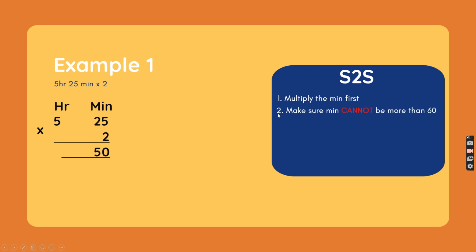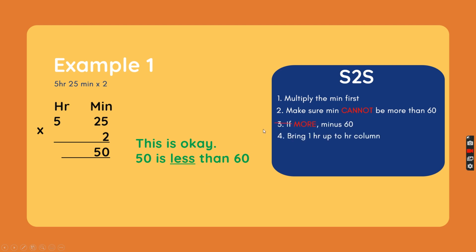Now, step 2 here states that make sure minute cannot be more than 60. So this is okay because 50 is less than 60. So this is fine. So our step number 3 and number 4, we're going to scratch them off for now. Then we're going to jump right off to step number 5, which is multiplying with the hour. So 2 times 5 gives us 10. And the answer is 10 hours 50 minutes.